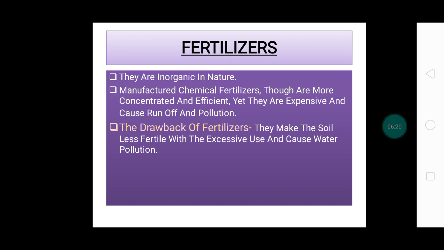Now where are they developed or prepared? They are prepared in factories. Though they are more concentrated and efficient, yet they are expensive and cause runoff and pollution. They result in pollution, definitely. Why? Because they are made up of chemicals. The main drawback of fertilizers is that they make the soil less fertile with excessive use and cause water pollution. This is a drawback of fertilizers.